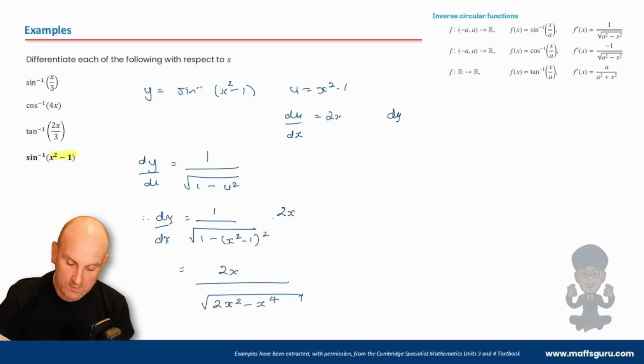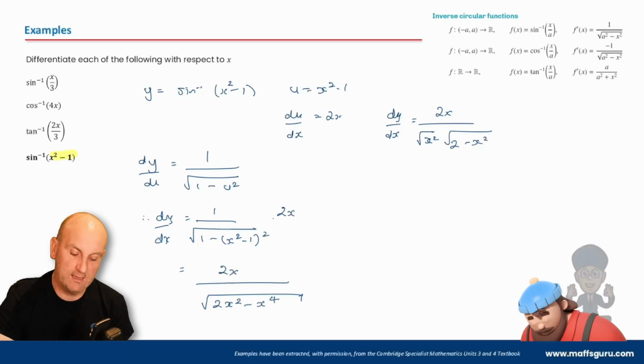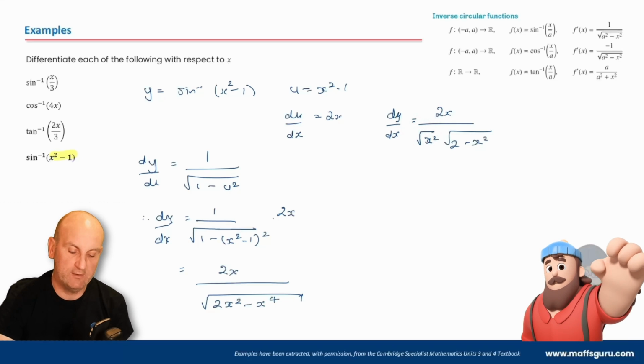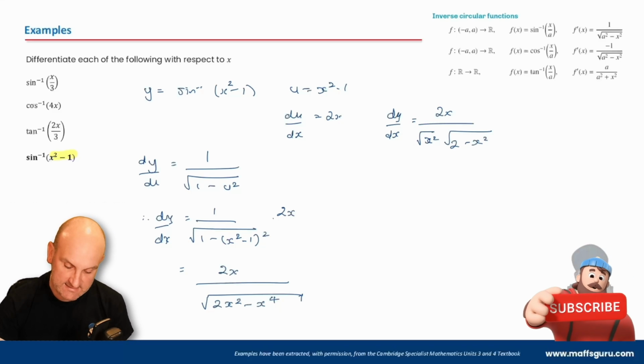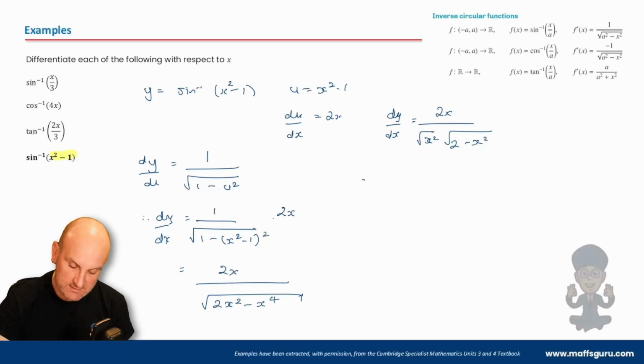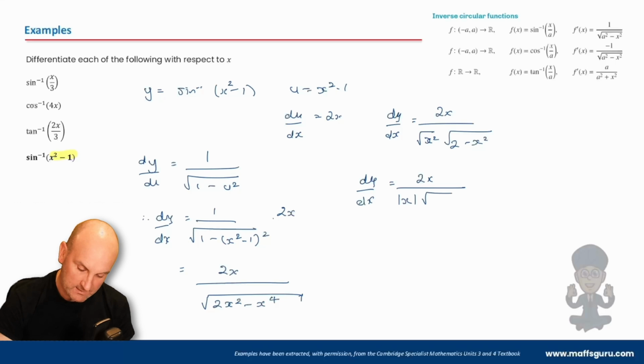So I've got that dy by dx becomes equal to 2x on, take out the root of x squared, times by the root of, what is that, 2 minus x squared. Now, the reason I am taking that out is because I know that the square root of x squared is mod x. So that now becomes dy by dx is equal to 2x on the modulus of x times the root of 2 minus x squared.